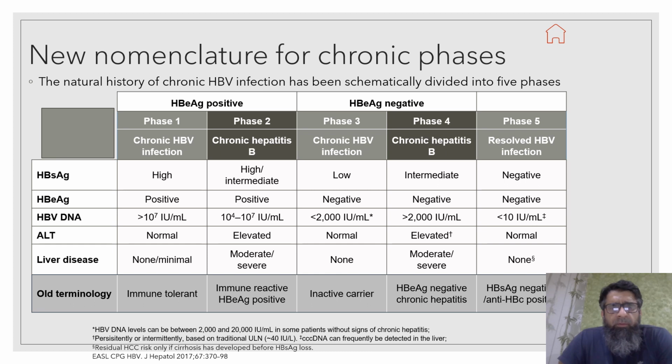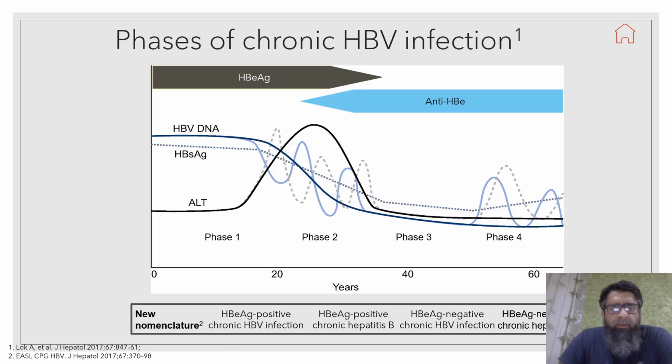So this is some of the new nomenclature of the chronic phases. This is easy to remember. These are the phases of chronic hepatitis B virus infection.